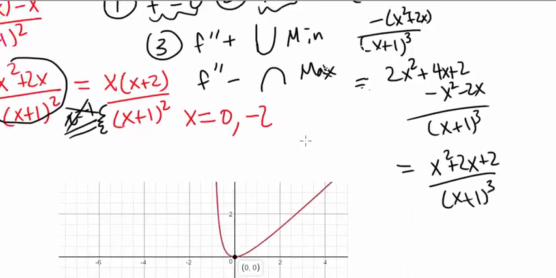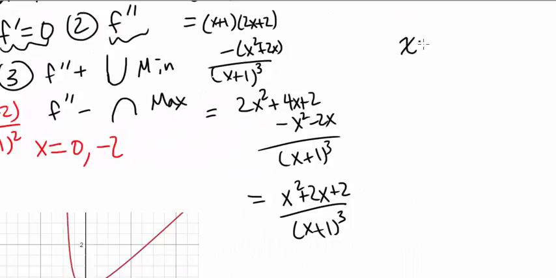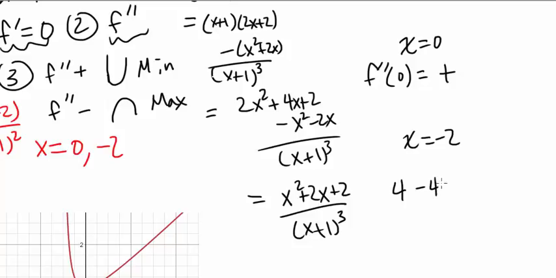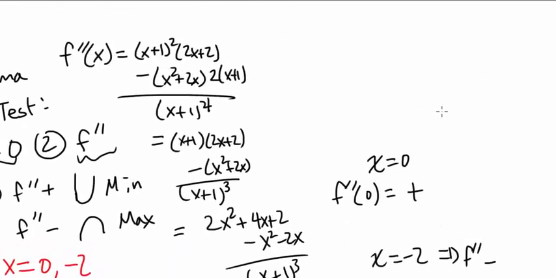So now let's plug x equals 0 and x equals negative 2 into f double prime and see what the signs of f double prime are at those points. F double prime at 0 gets us 2 over 1 cubed, which is positive. And x equals negative 2 gets us 4 minus 4 plus 2 over x plus 1 cubed, which is negative 1 cubed, so that's a positive divided by a negative, and that's going to get us a negative f double prime.